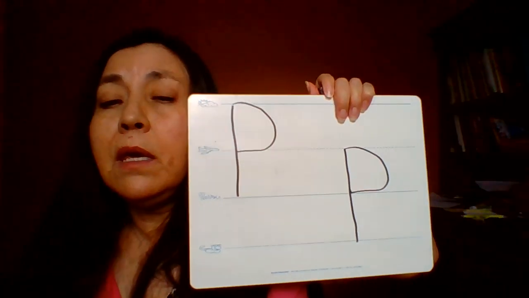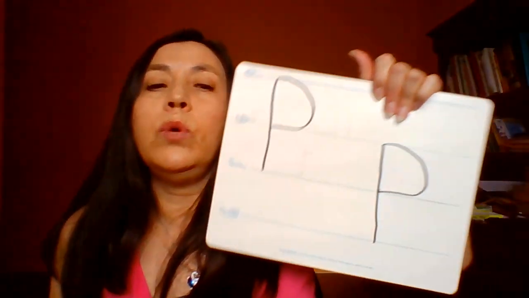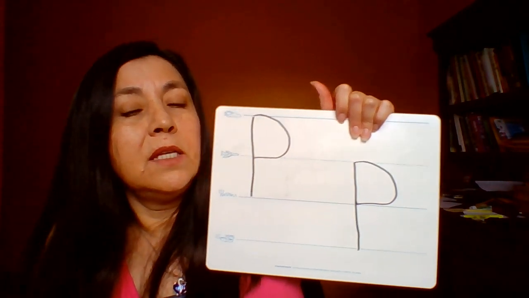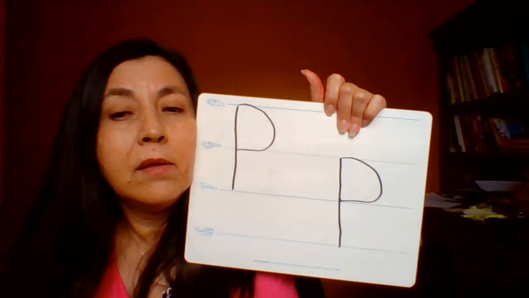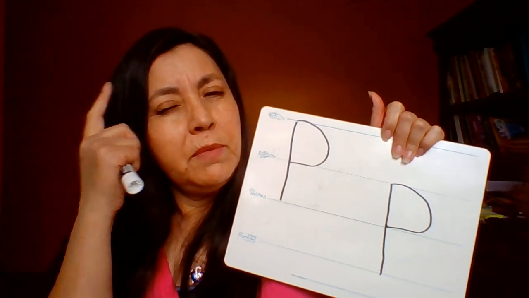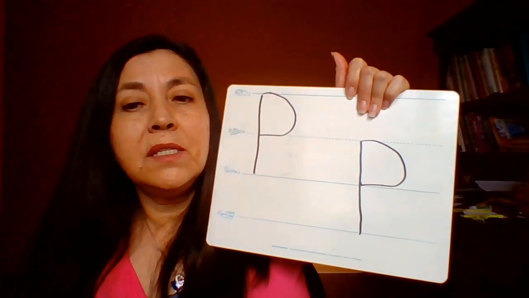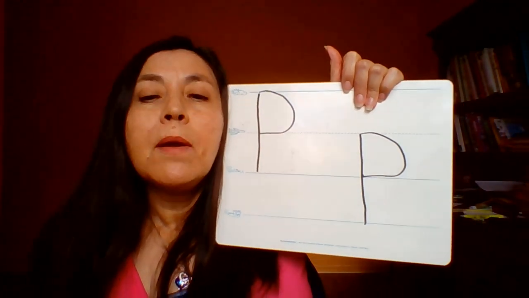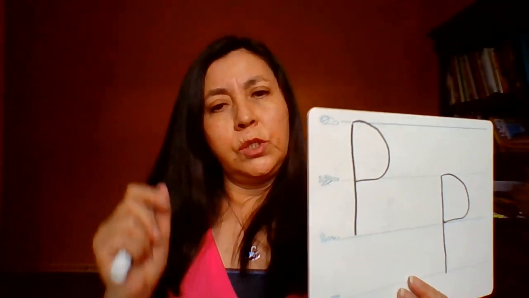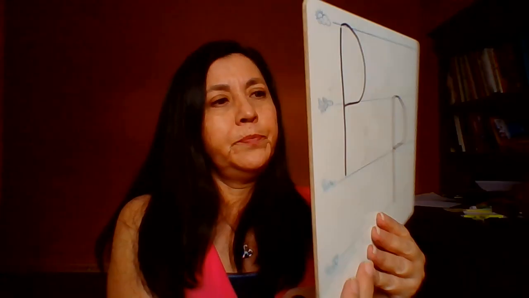Say P, pan, P. Now we click our markers because we're gonna ask questions. What is the first question? Yes, what is the name of this letter? P. What is the picture to help us remember the sound? Pan. And what is the sound that this letter makes? Good job. Now we're going to think about words. Can you say words that begin with P sound?